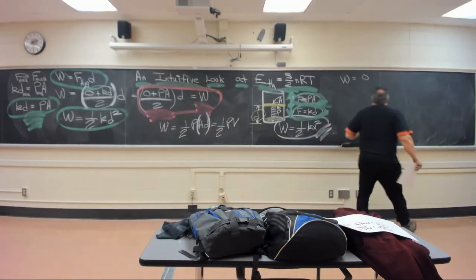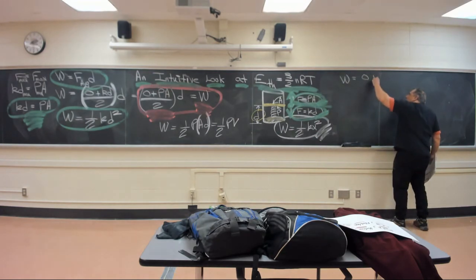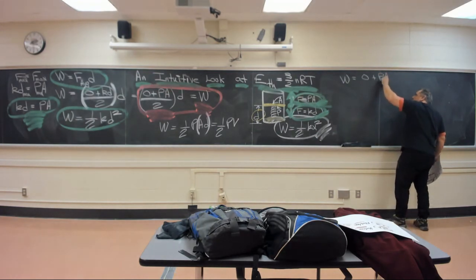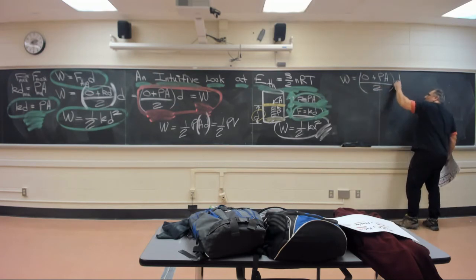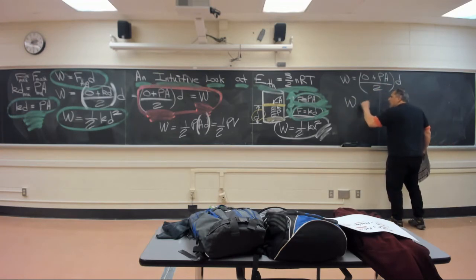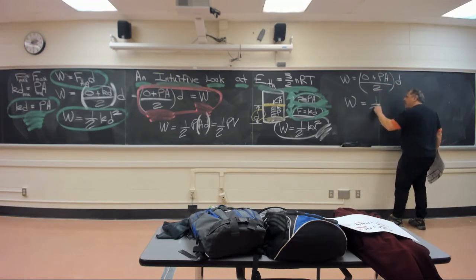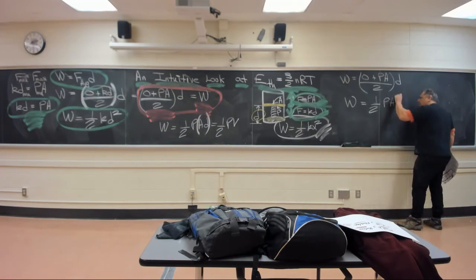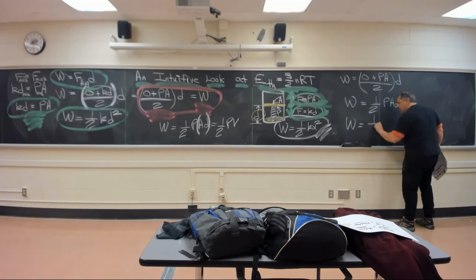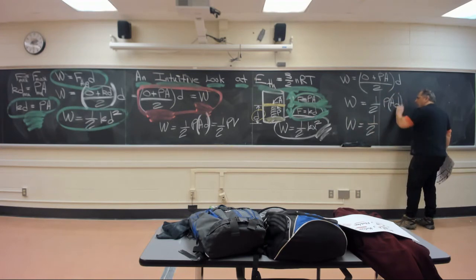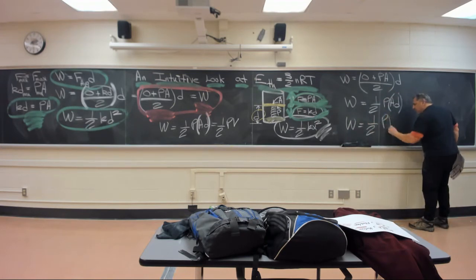So we said initially there's no pressure. There's no force. The other one at the very top is PA divided by 2. And you moved it over there. So it's got to be the average force. The work was equal to 1/2 PAD. AD is volume.